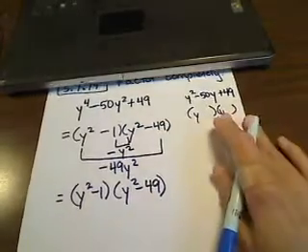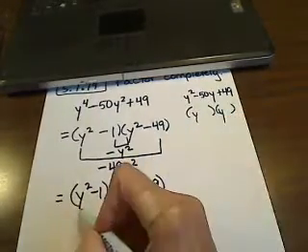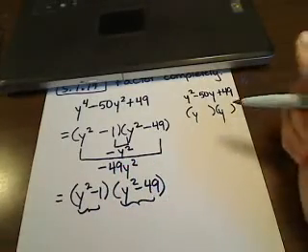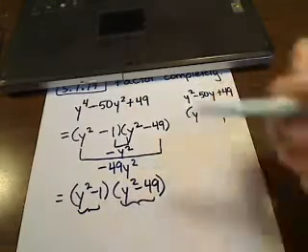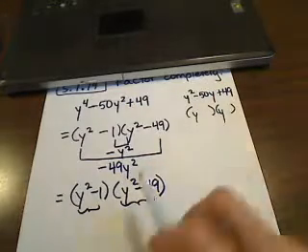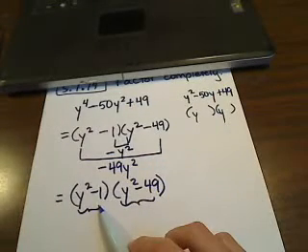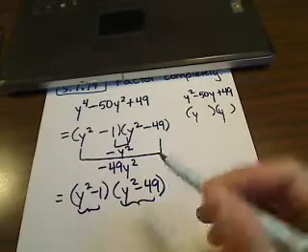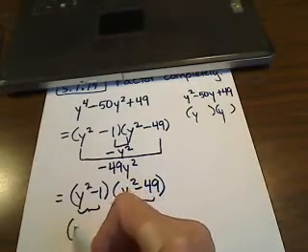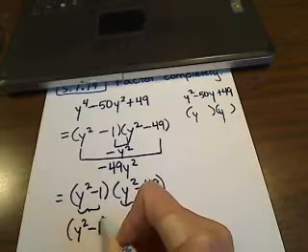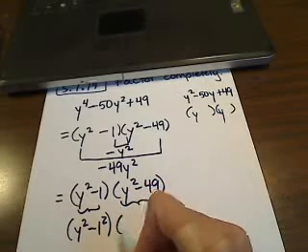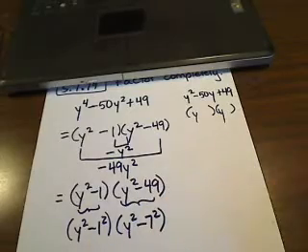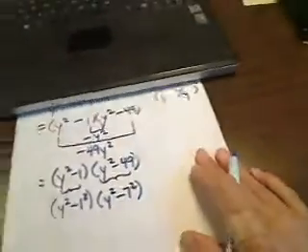Okay, now we're not done, because if you look at each of these factors separately, these actually both still factor. You can see the y squared minus 1 is a difference of squares, and so is the y squared minus 49. So I can write y squared minus 1 as y squared minus 1 squared, and y squared minus 49 can be written as y squared minus 7 squared.